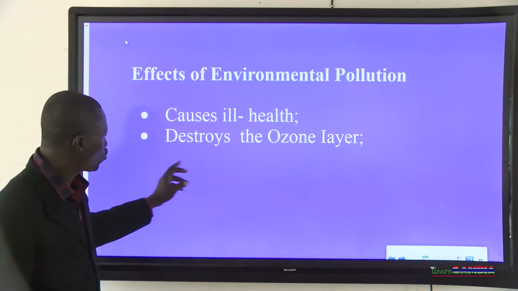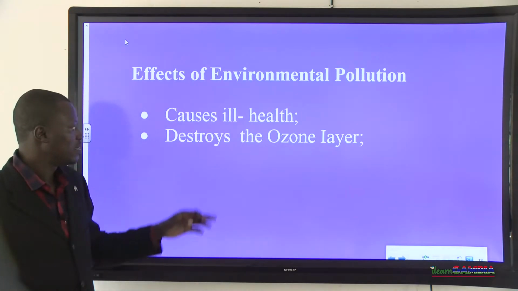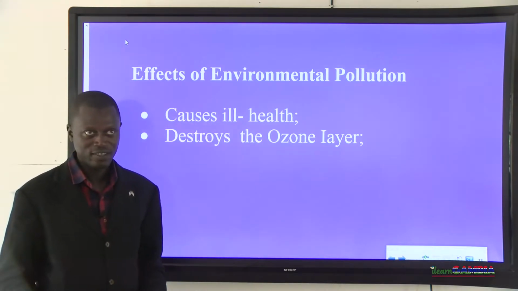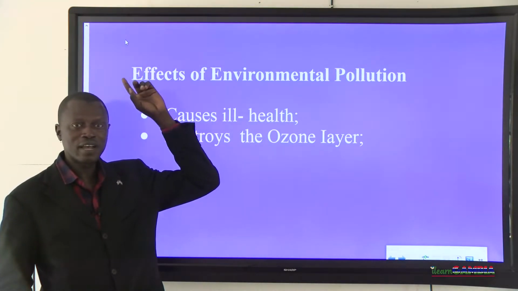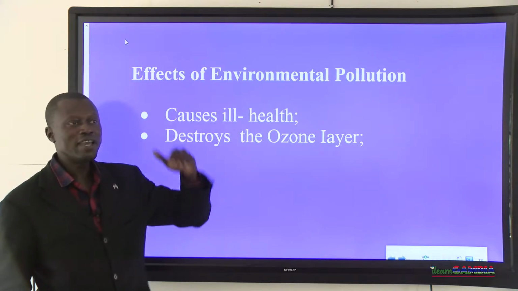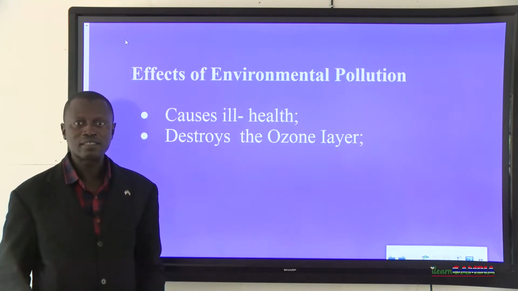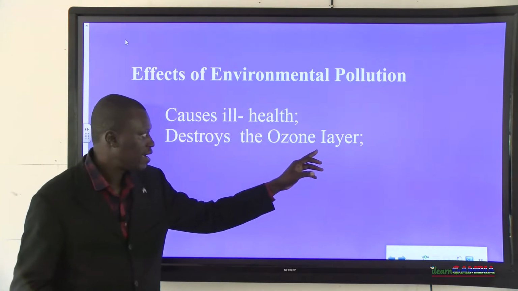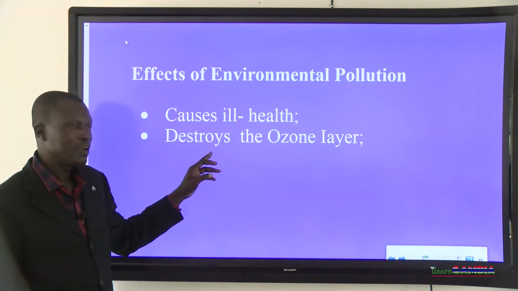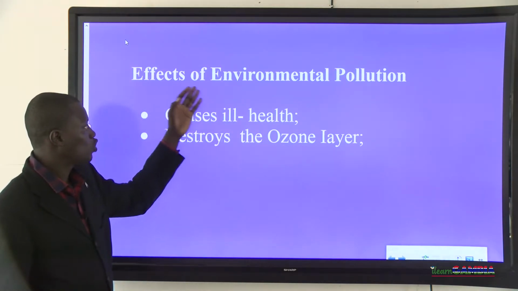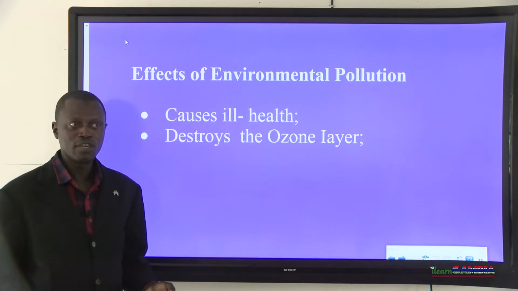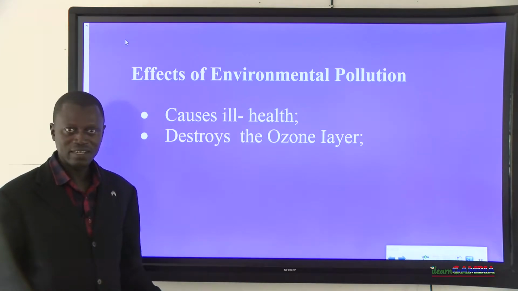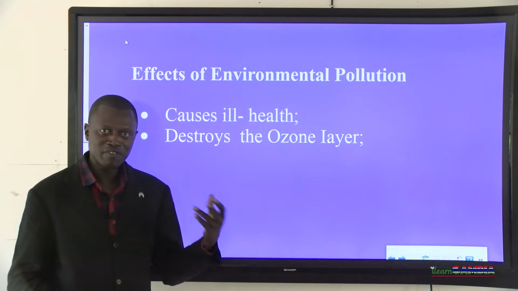Next is that it destroys the ozone layer. This is the layer which protects us from getting the direct heat of the sun, which is found at a location which is very, very far from where humans and other animals are living. So according to scientists, this ozone layer is destroyed bit by bit by some of these pollutants, which are normally emitted during manufacturing of raw materials or during the dumping of refuse and the like.